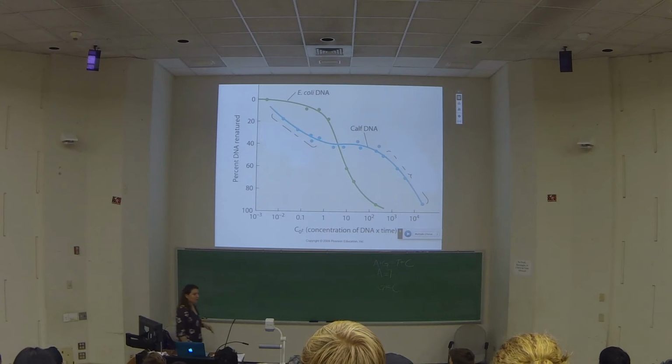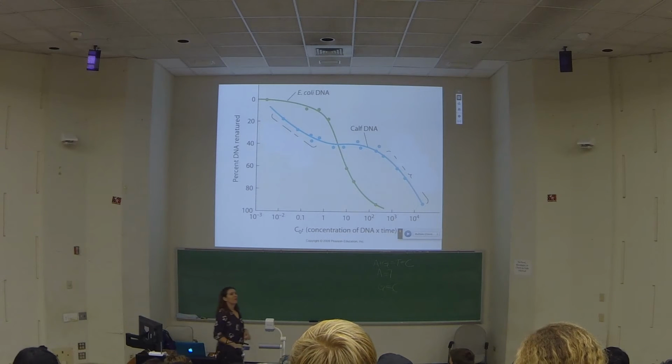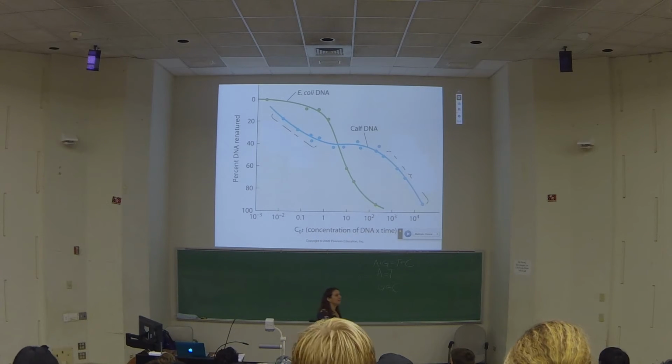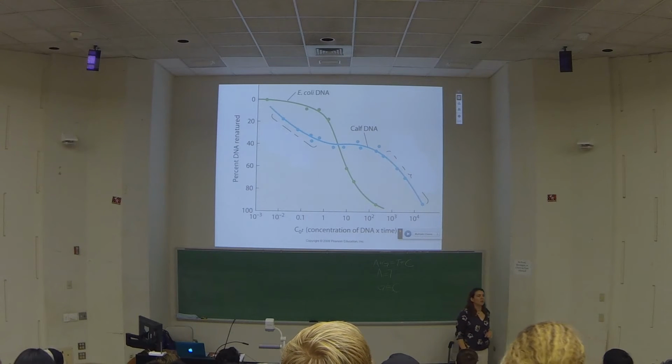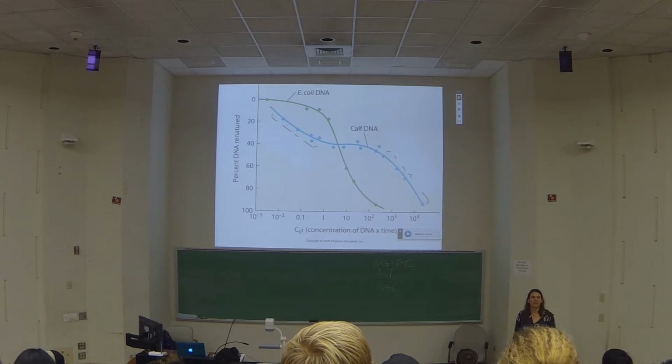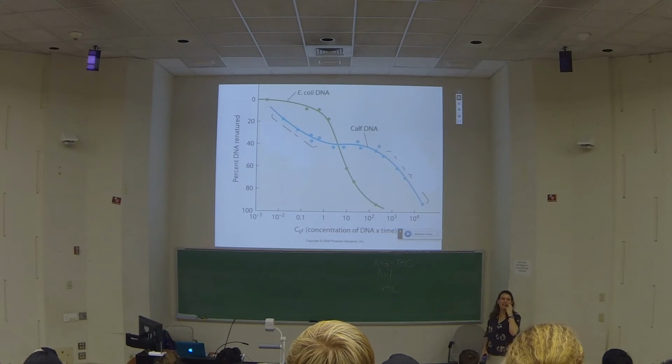Let's see what you guys came up with. So what did you come up with? What else is driving reannealing kinetics if we're looking at different genomes? Concentration of. So is there another way to say that?